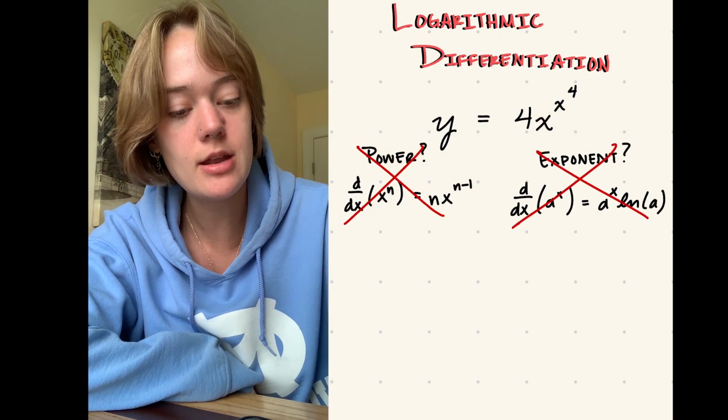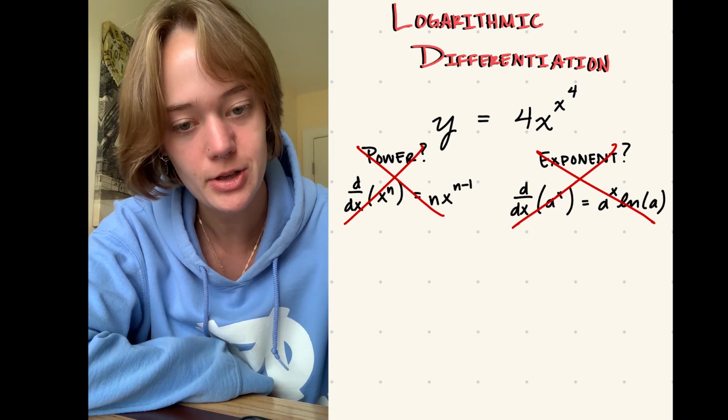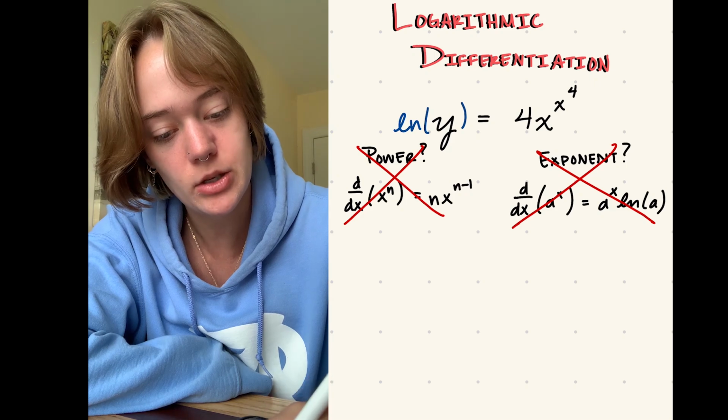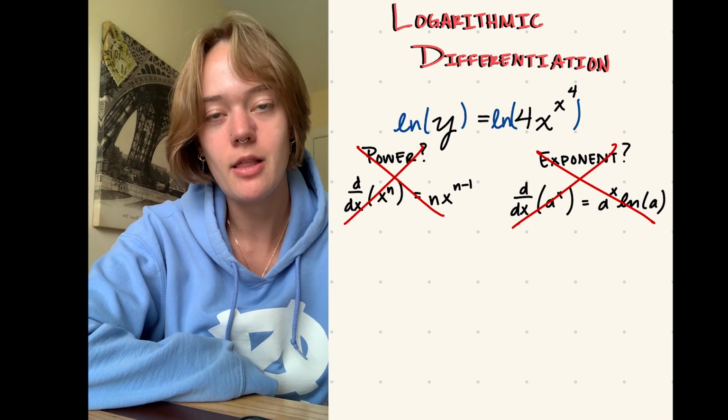But one thing that we can do is take advantage of our logarithm rules. So what I'm going to do is take the ln, or the log base e. So I'm basically logging both sides. And this is nice because I can use my logarithmic properties.